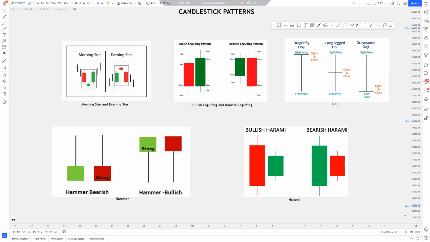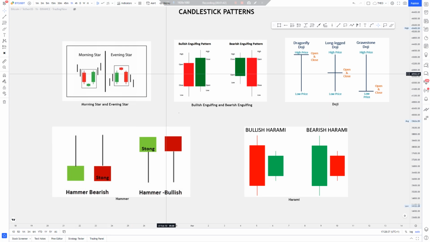Now, let's start with the first one, which is the morning and evening star. When we talk about the morning and evening star candlestick, these are patterns that basically occur at the end of a downward or upward trend, respectively. And they tend to indicate a reversal. You can see right here, it's a three candlestick based pattern.